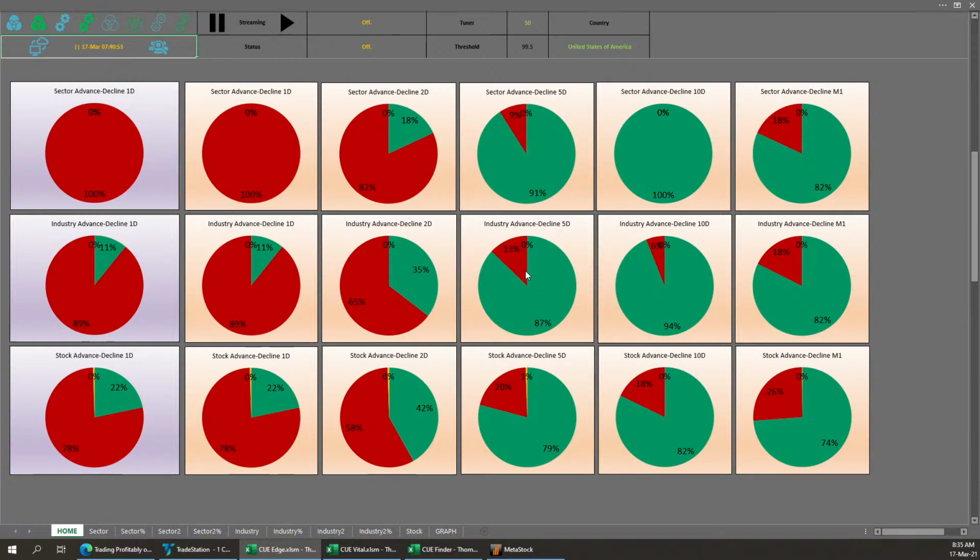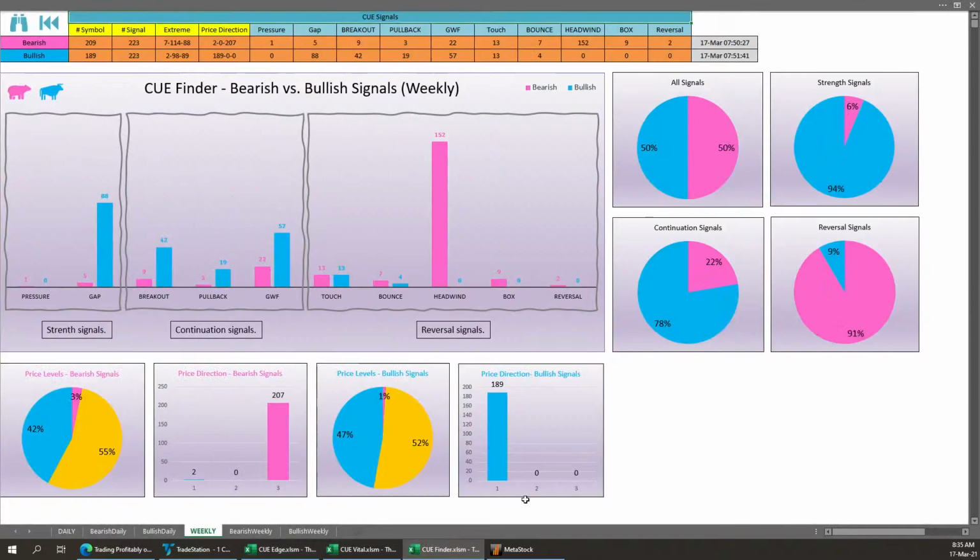Let's look at the Finder picture. That shows the technical breadth, and here you will find something interesting and very useful once again. The weekly balance between technical signals is 50-50. How nice, 50-50, exactly 50-50. If we see at all signals, it is balanced.